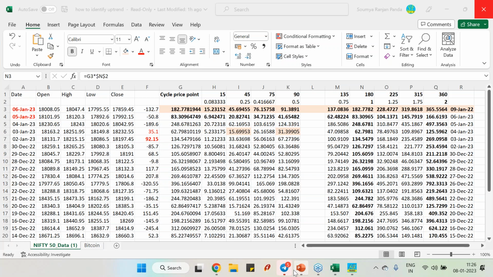So it is an enhanced version of your Square of 9 principle only. Here I have utilized the Square of 9 principle in the price range. Price range, that's all. Nothing more than that. So this is the system.